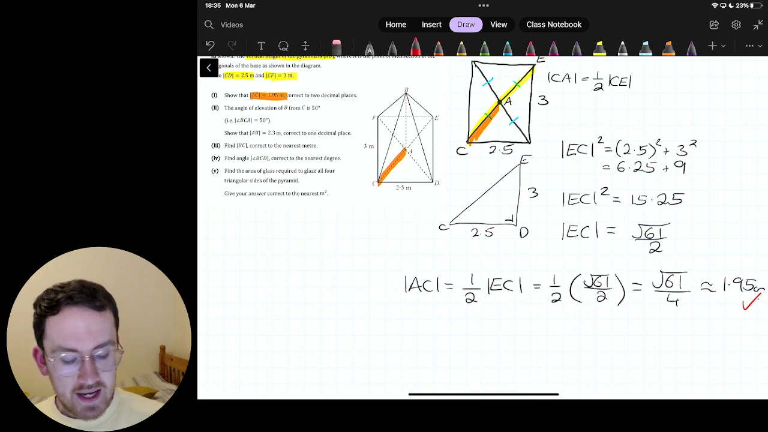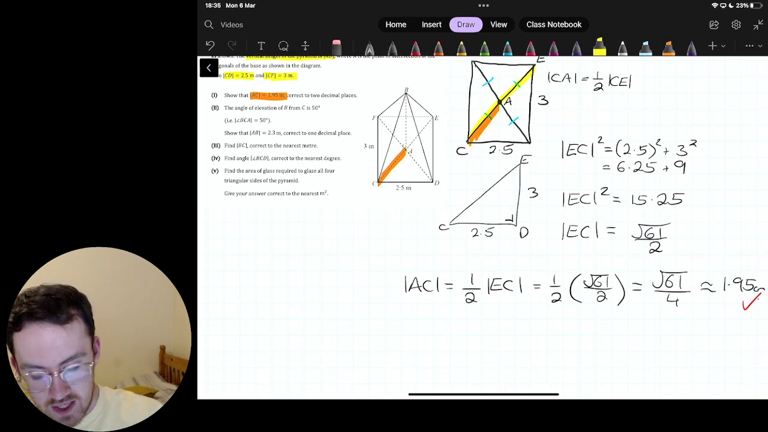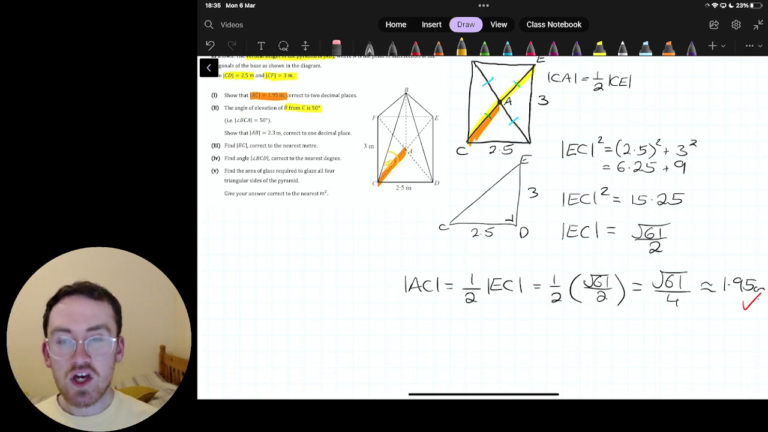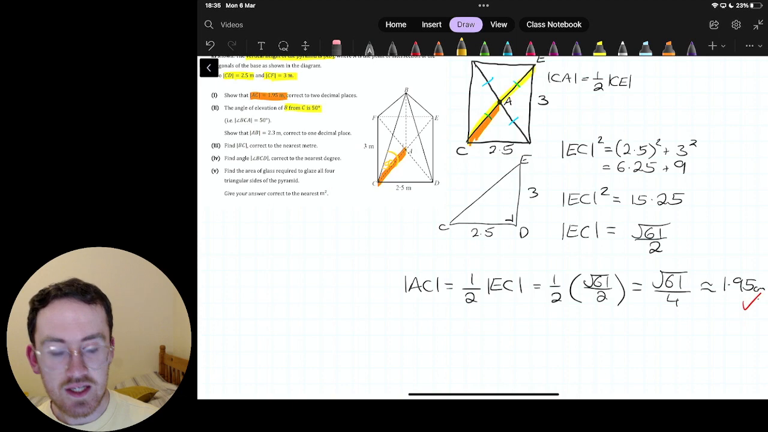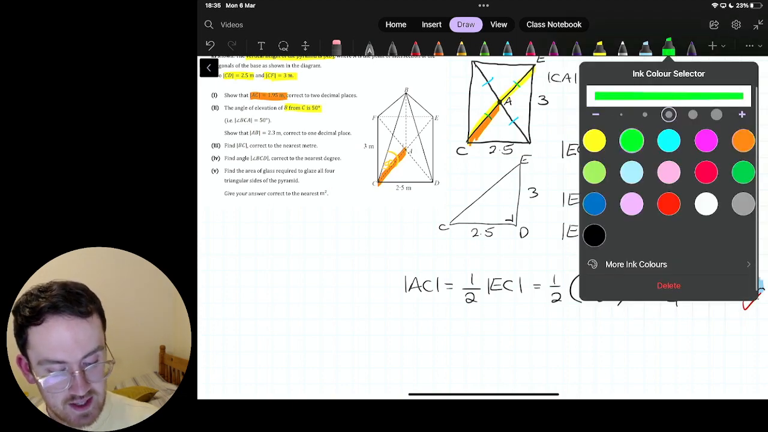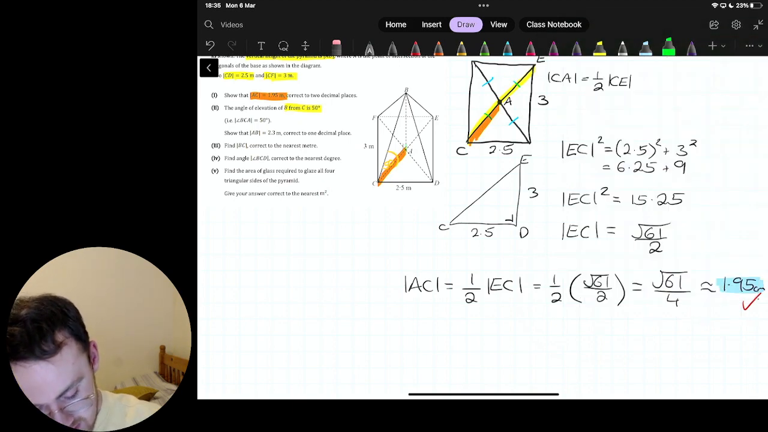The second part asks us to find the angle of elevation of B from C is 50 degrees. Okay, so first, that's just told us the angle of elevation of B from C is 50 degrees. So where is that? We can mark it in. That's over here, at this point here. Show that AB is equal to 2.3 meters. Well, let's find AB on my diagram. AB is this point here.